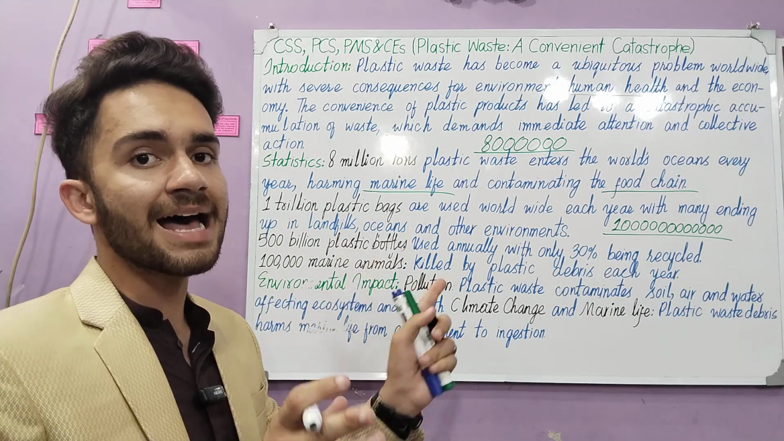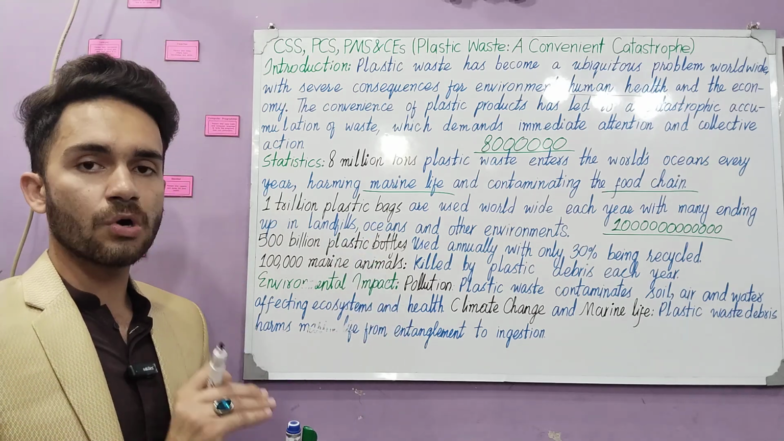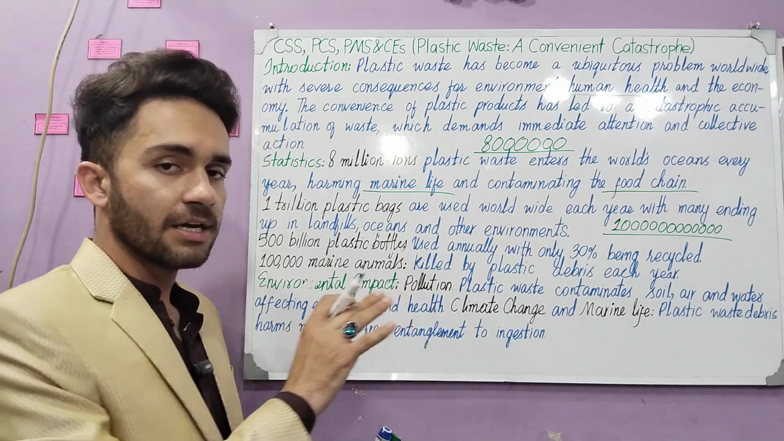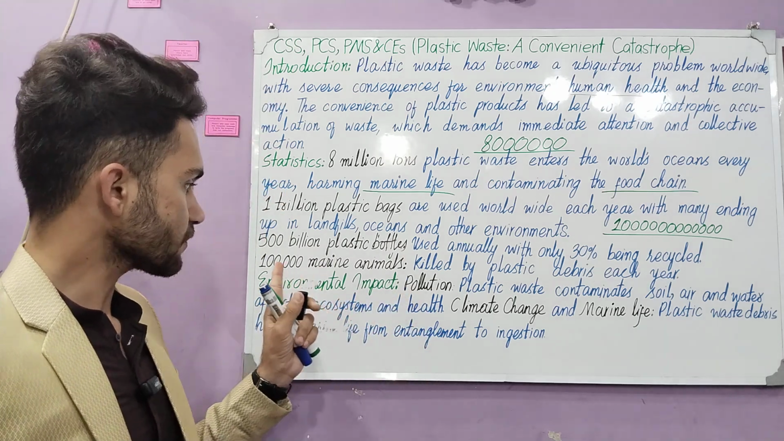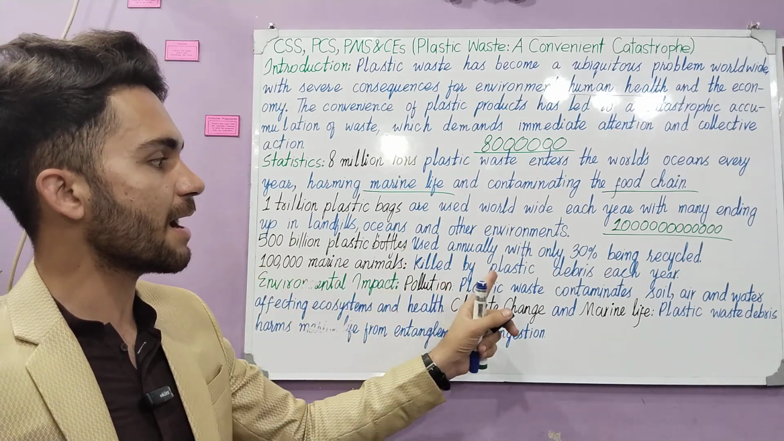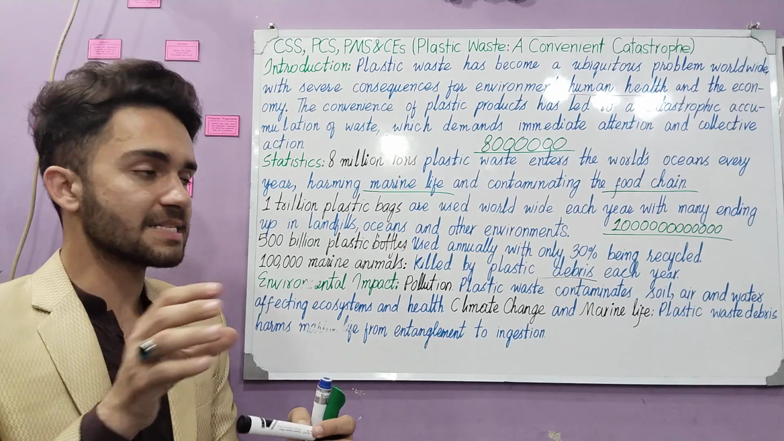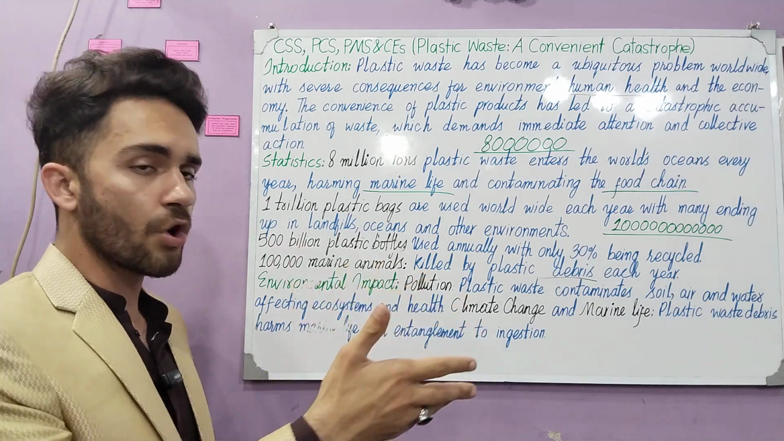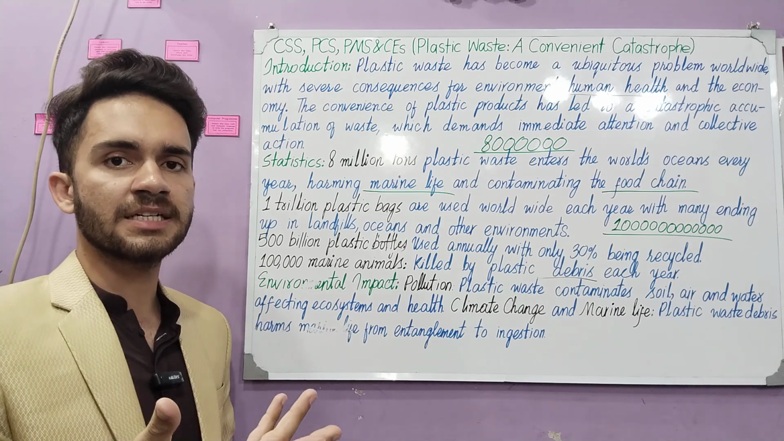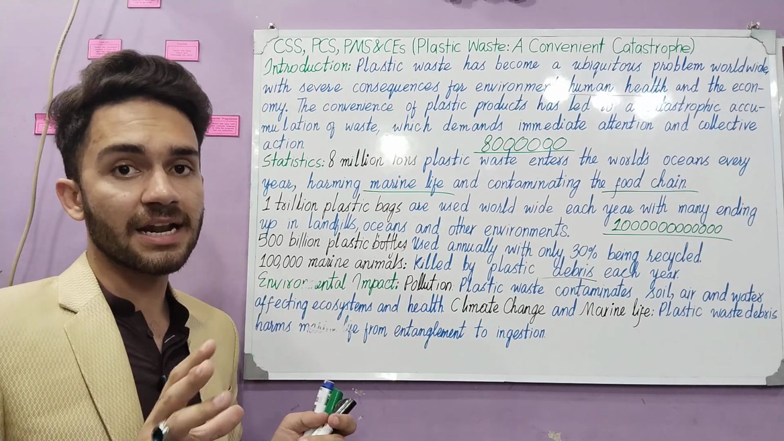And these things are very difficult to biodegrade. Plastic bottles or any sort of plastic is very difficult to biodegrade. They are non-biodegradable, and 100,000 marine animals are killed by plastic debris each year. Because of the plastic debris, whatever plastic is not recycled goes into the ocean, and turtles eat it, fish eat it. Therefore, 100,000 marine animals are killed each year.